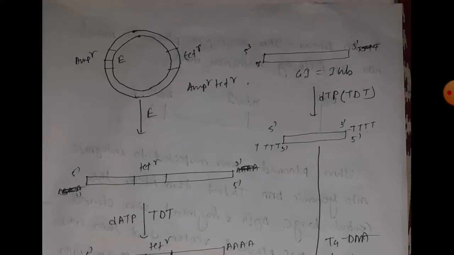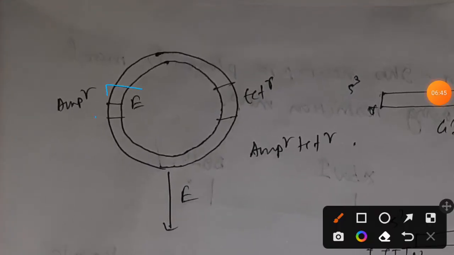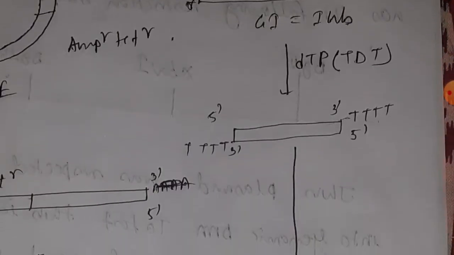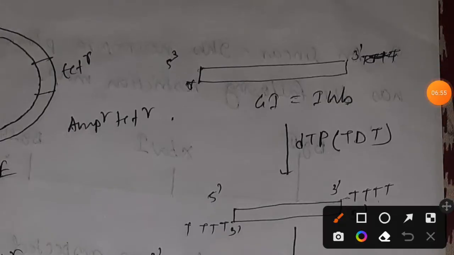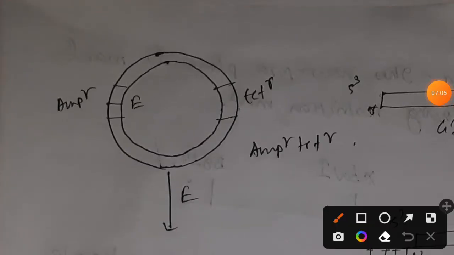Okay, so let's start. They are telling us that we have a plasmid. This plasmid has two resistance genes, one for ampicillin and another for tetracycline. They are also telling us that we have a gene of interest, and we have to insert this gene of interest inside this vector. They have also given us another important piece of information: there is a restriction site for enzyme E, and this is a blunt end cutter.